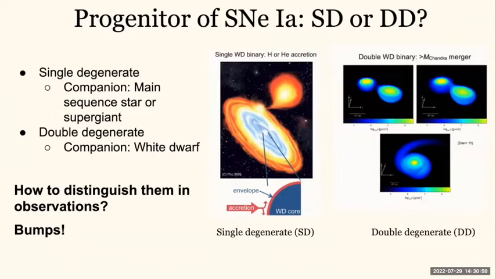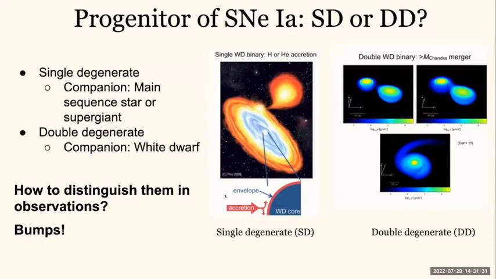Based on what the companion star in the system is, you can divide them into the single degenerate model, in which the companion star is a non-degenerate star, which is a main sequence star or a supergiant, or a double degenerate system, where the system consists of two white dwarfs. When they spiral with each other, they may tidally disrupt each other, or there might be a head-on collision, which is a more violent merger.